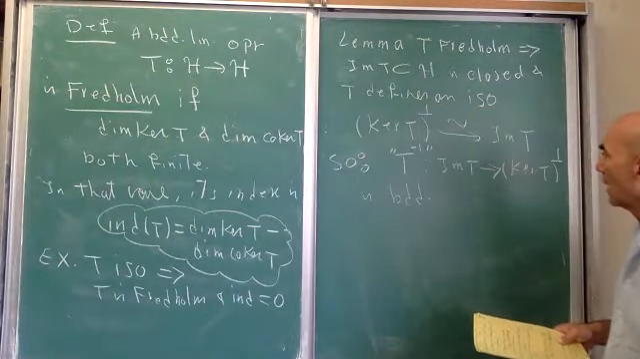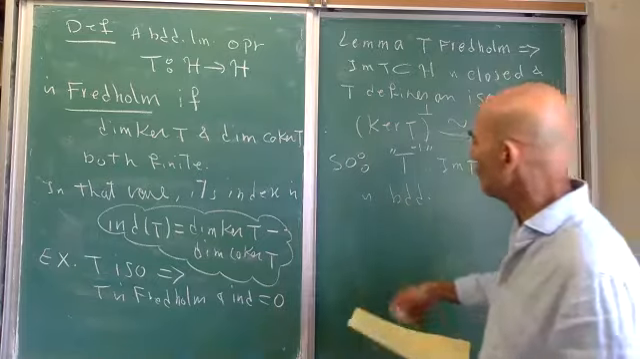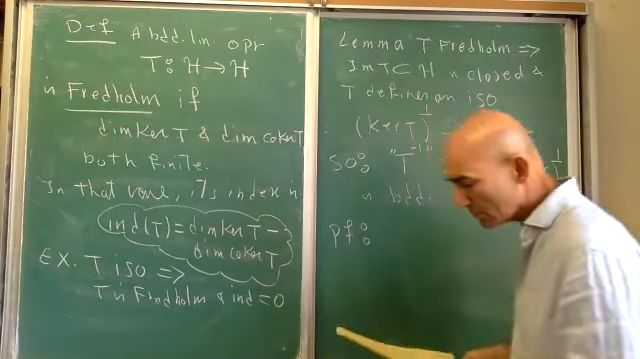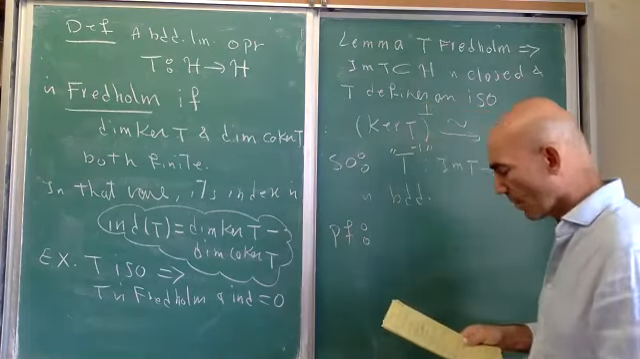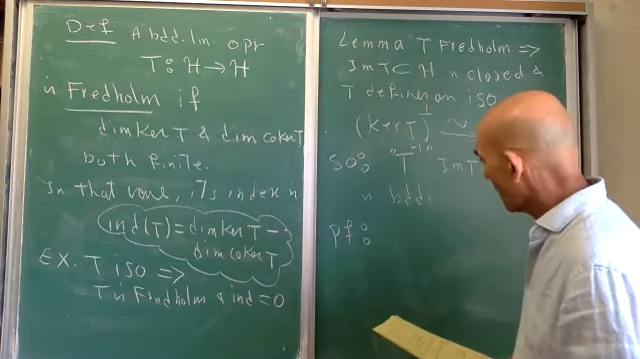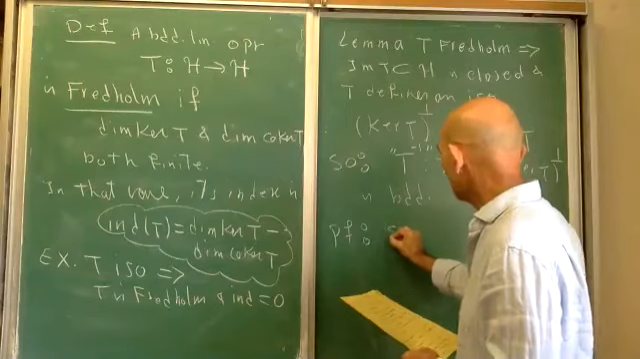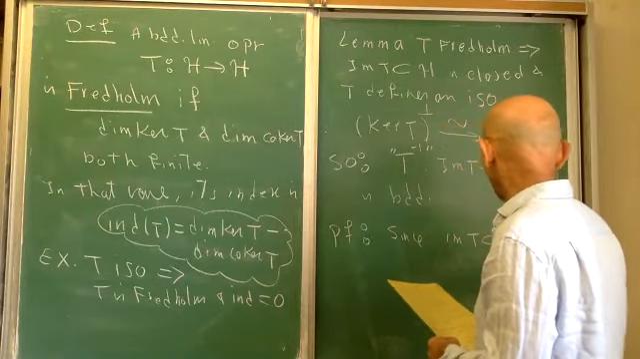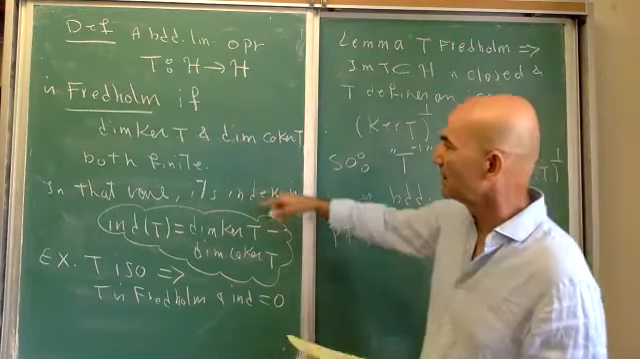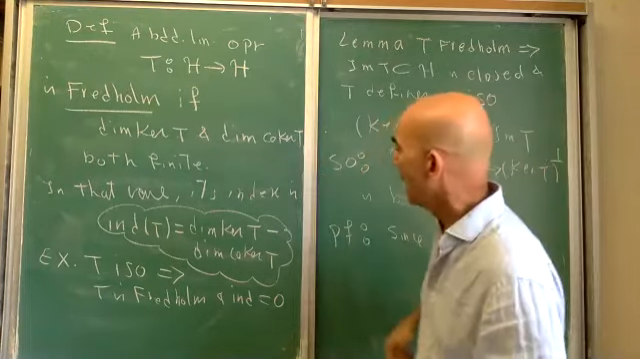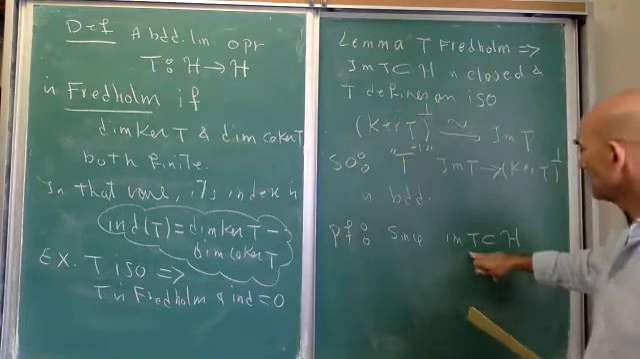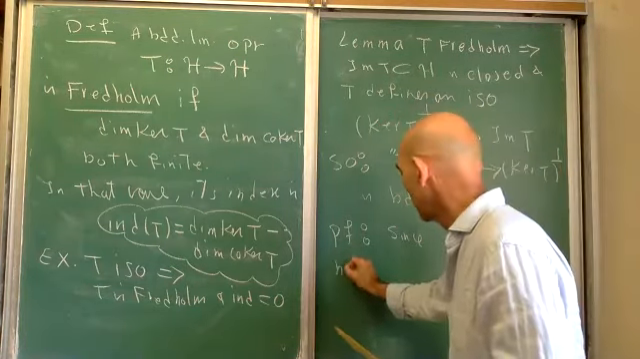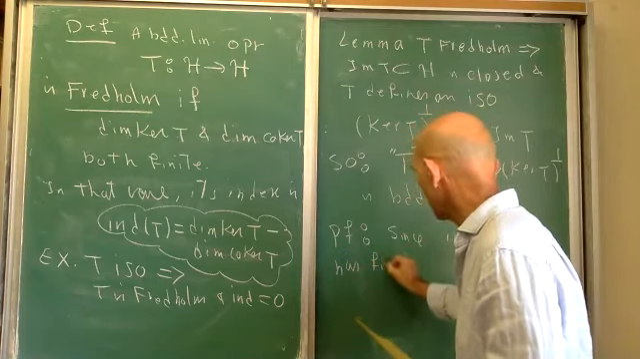Okay, so let's prove this, because that's a very crucial lemma, really. Since the image of T inside H, by this condition of Fredholmness, has finite codimension, right?